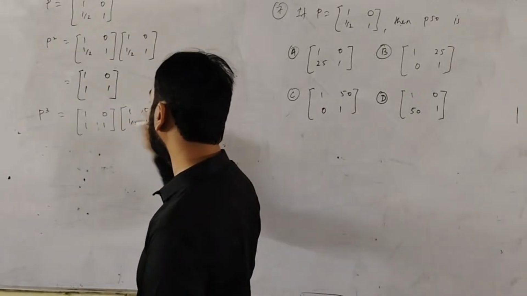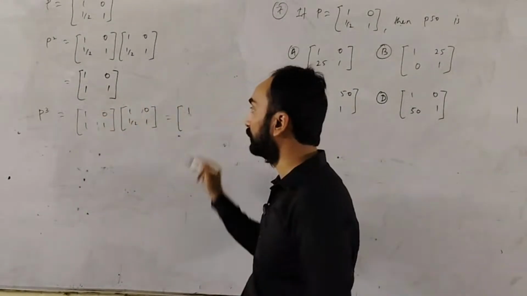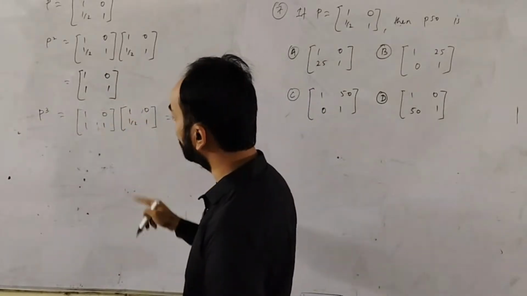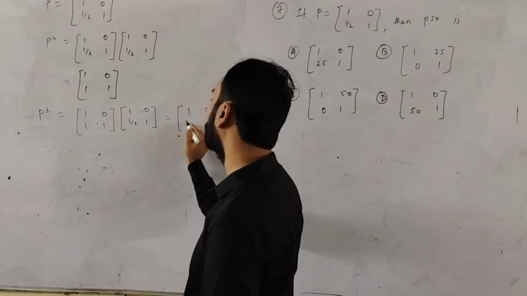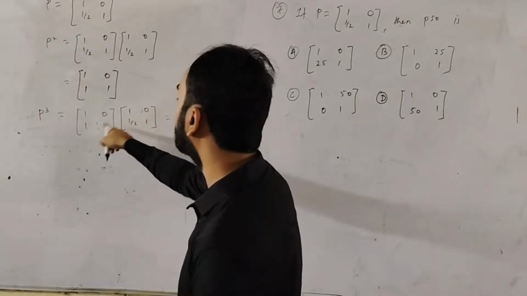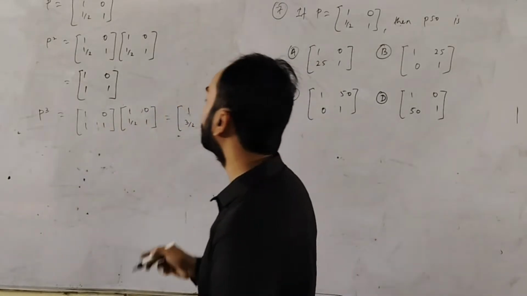First row, first column, that is 1, and this is 1. 0 into half, done. First row, second column, 0 and 0, this is 0. This will become 1, and this will become how much? Plus half. 1 plus half is 3 by 2, right? Yes. And this is 1, 0, 0, and this is 1. So this comes out to be P cube.